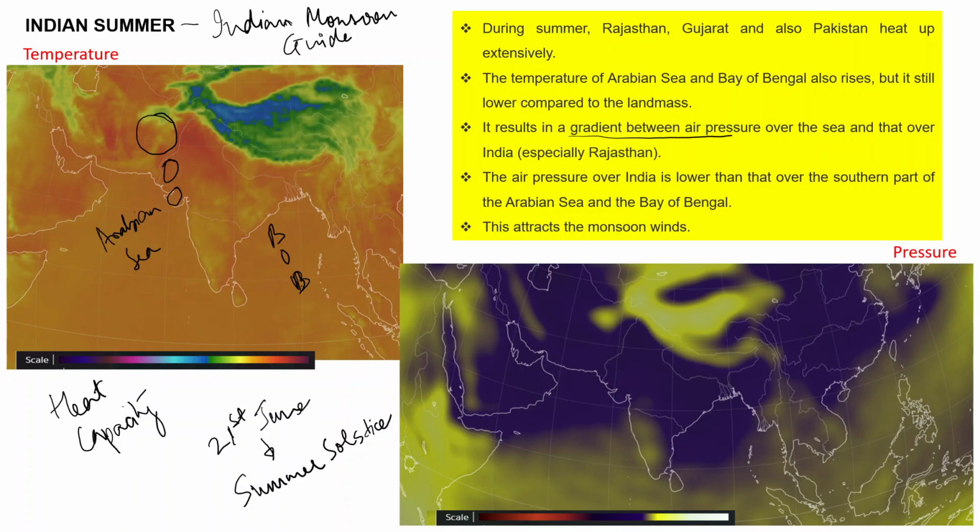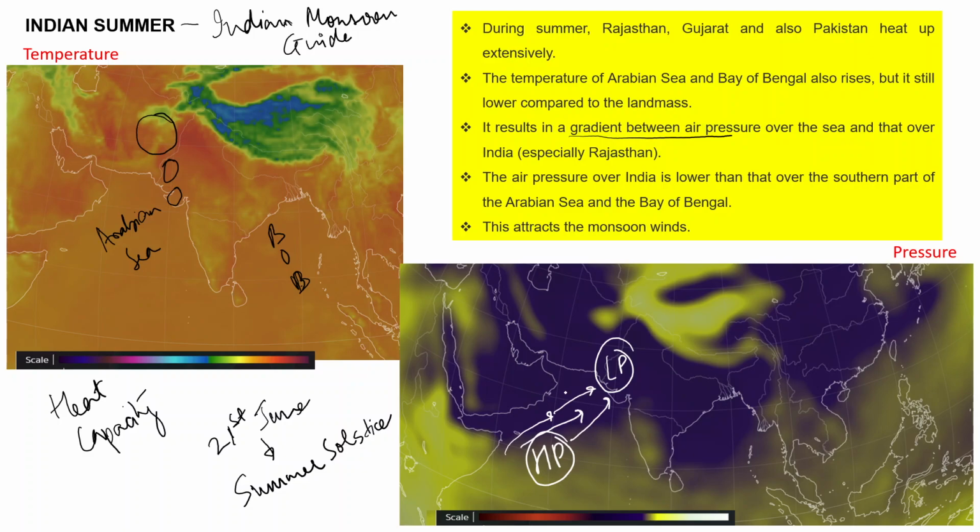Therefore, there becomes a gradient between the air pressure over the sea and that over India, especially the Rajasthan region. Now, what happens over here is, in this second map, you can see that the pressure over the Rajasthan and Gujarat region is quite low, or extremely low, we can say. The pressure over here is very, very low. As a result of this low pressure zone over here and high pressure zone over the Arabian Sea, these winds get attracted towards Rajasthan.